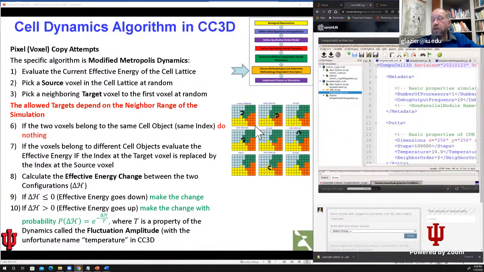We evaluate the current energy of the whole cell lattice. We pick randomly one lattice site in the simulation at a time. We pick a neighbor to that site, one site at a time. We ask the question, what happens to the effective energy as a whole if that site that we picked as a source overwrites the site we picked as a target?